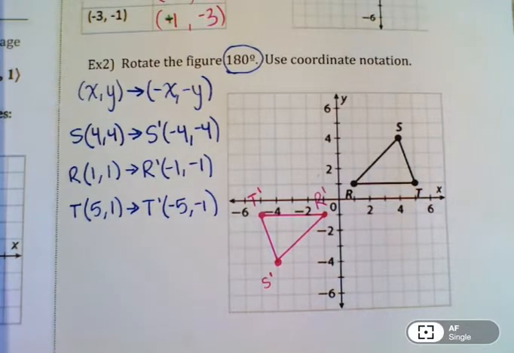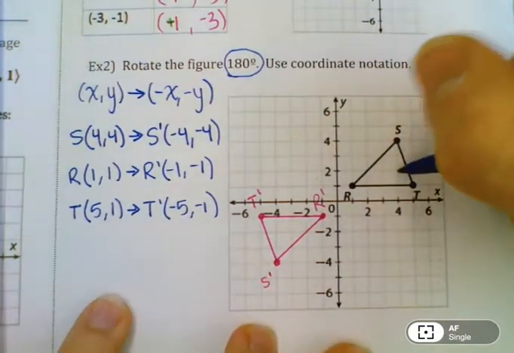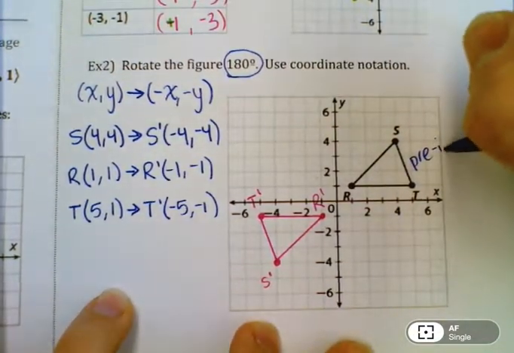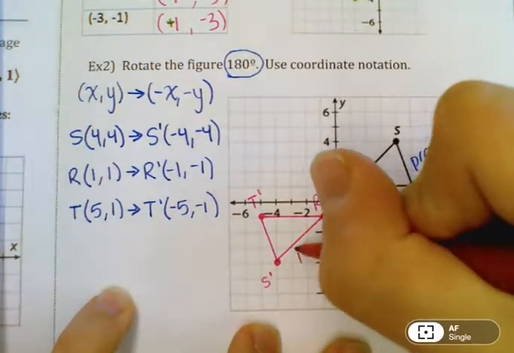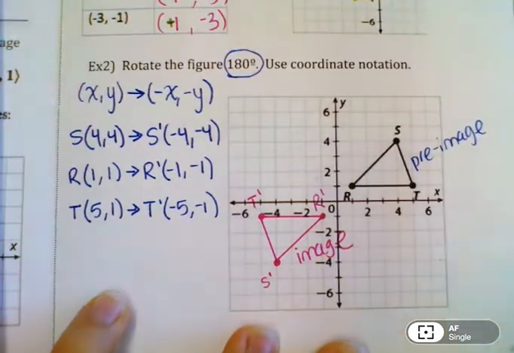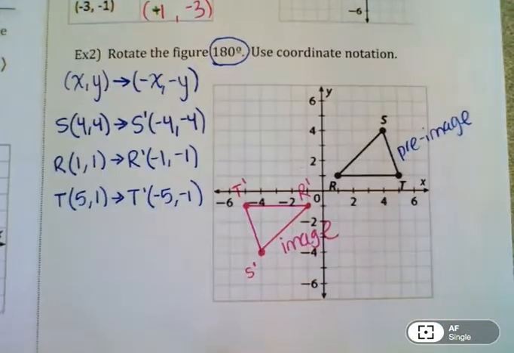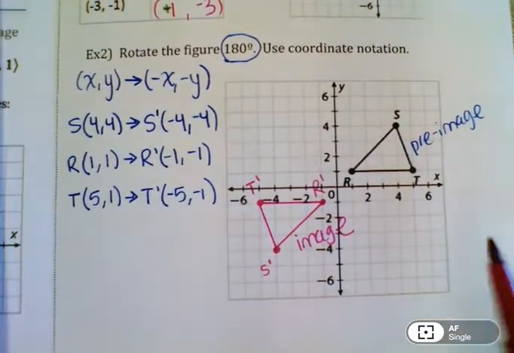This looks like a rigid transformation because it's the same shape and size. Let's go ahead and label that this is the pre-image. And then our new figure is the image. It's not necessary to write that down every time you do a problem, but this is really confusing, so I think the more we talk about it, the better.